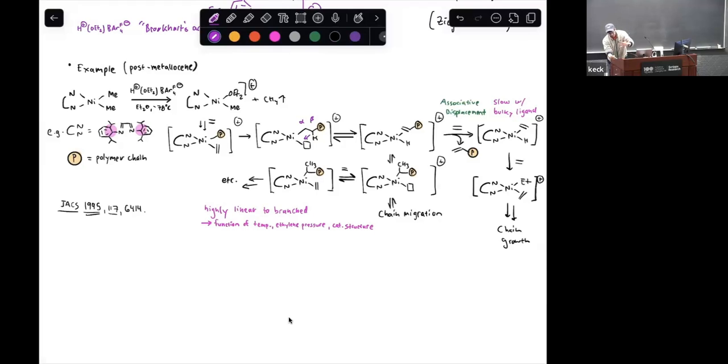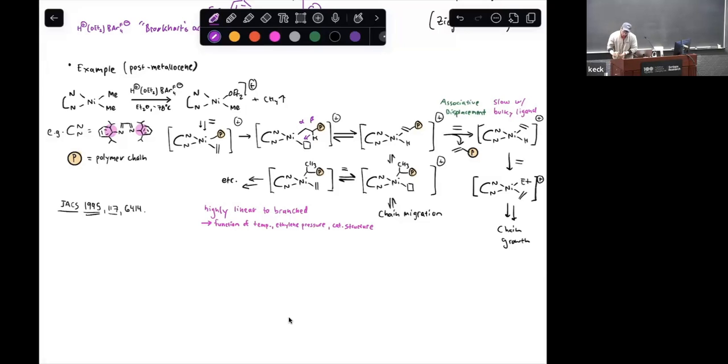Remember, we're under an atmosphere of ethylene, so you have a large excess that can come in and displace, and that's a chain transfer event. That process you can control, try to slow it down through bulky ligands that prevent associative ligand exchange, an application of some of the concepts we've discussed already. Or alternatively, this can reinsert, but the wrong way around. And now what happens is you start to introduce branching onto your polymer chain.